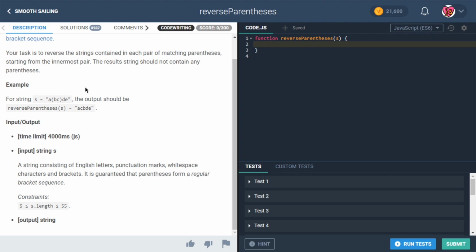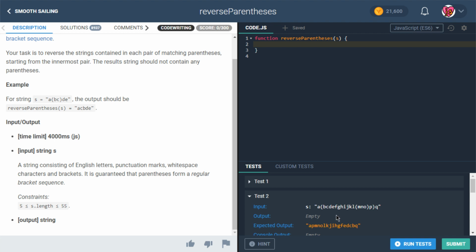Okay, so basically the idea is we're looking at something like this, and we want to take the stuff inside the parentheses and flip it. So instead of this BC, we want to switch that to CB, and we want to get rid of the parentheses. So we just pop it in where it belongs in the string, and then we're done. So that's basically the idea here. And there could be some nesting also.